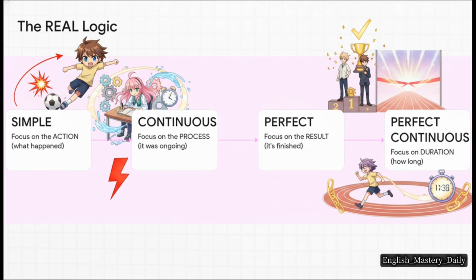Simple tenses, they focus on the action itself, the whole event. Continuous tenses focus on the process, the action being in progress. Perfect tenses focus on the result, the completion of the action. And perfect continuous tenses, they focus on the duration, how long something has been happening. This logic applies to the past, the present, and the future.